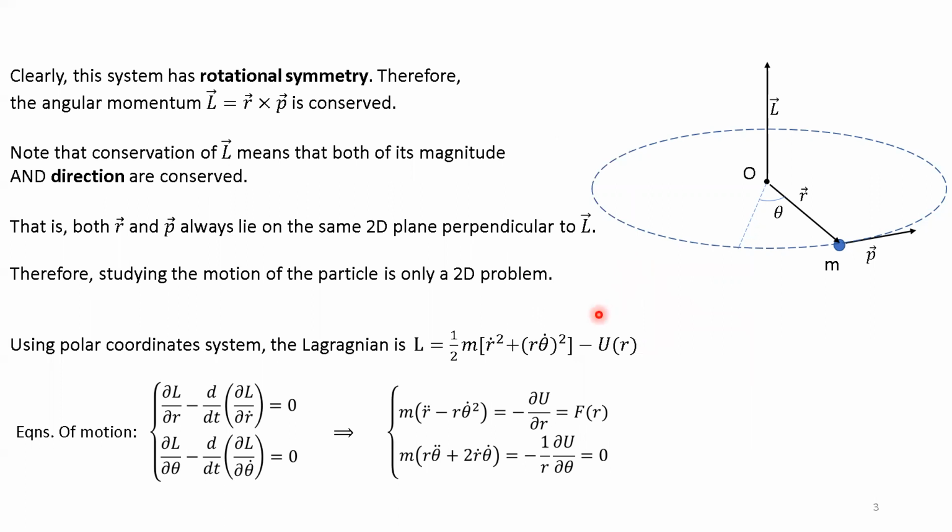Now, the first one is the partial u partial r, which is the force in the so-called radial direction. And the second one is the force in the transverse direction. But because I told you that this is a central force problem, I only have the radial part of the force.